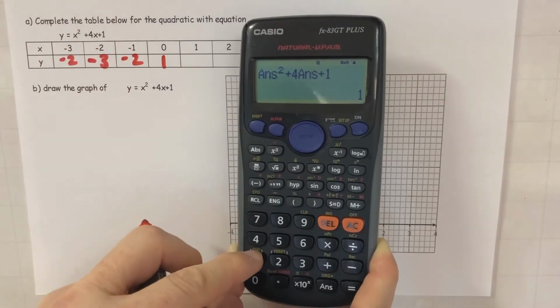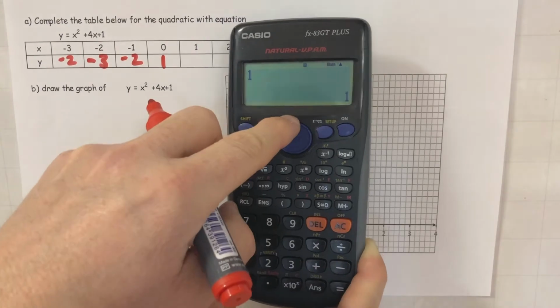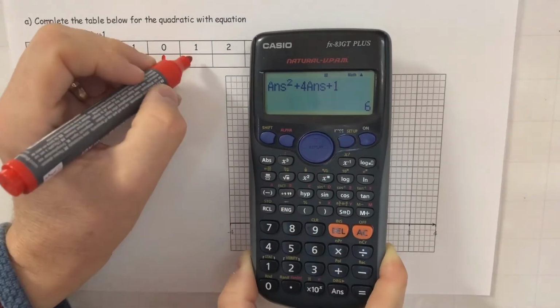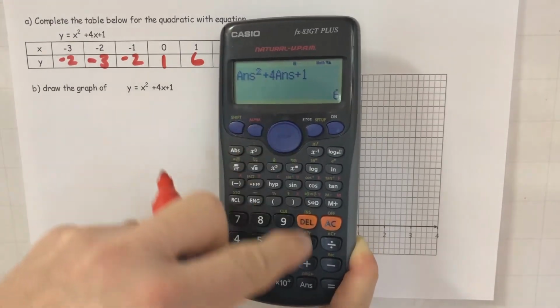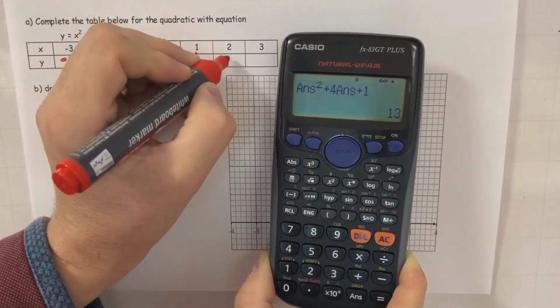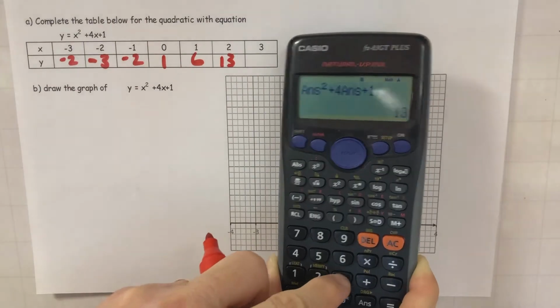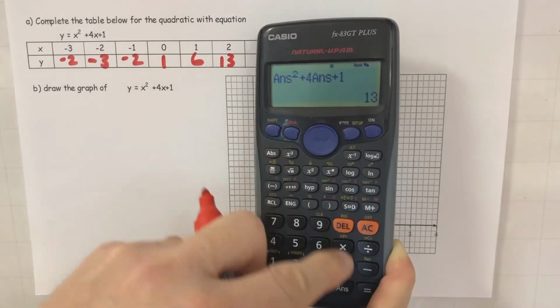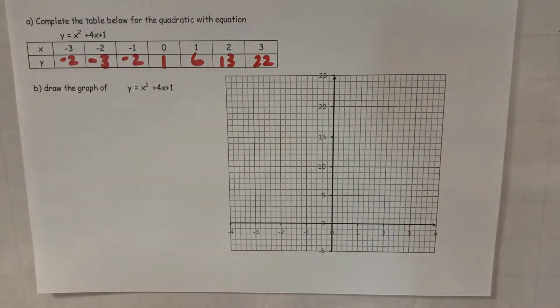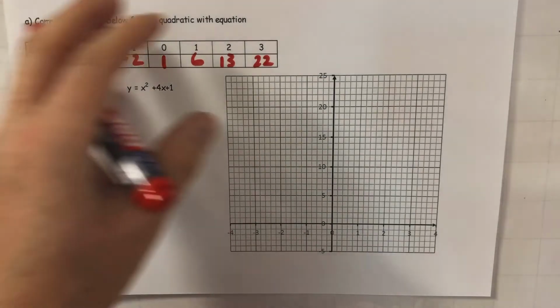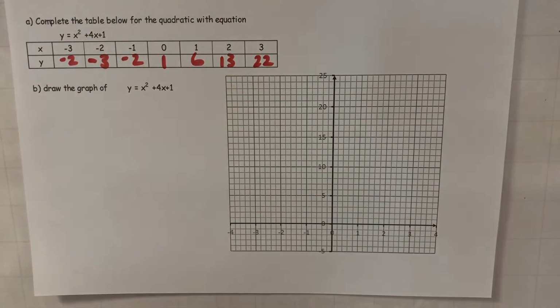Put 1 in, so 1, press equals, arrow up, press equals, 6. 2 equals, arrow up, press equals, 13. So it gets repetitive. 3 equals, arrow up, press equals, 22. So that's the difficult part of this work. What you then have to do is plot all those coordinates onto this graph.